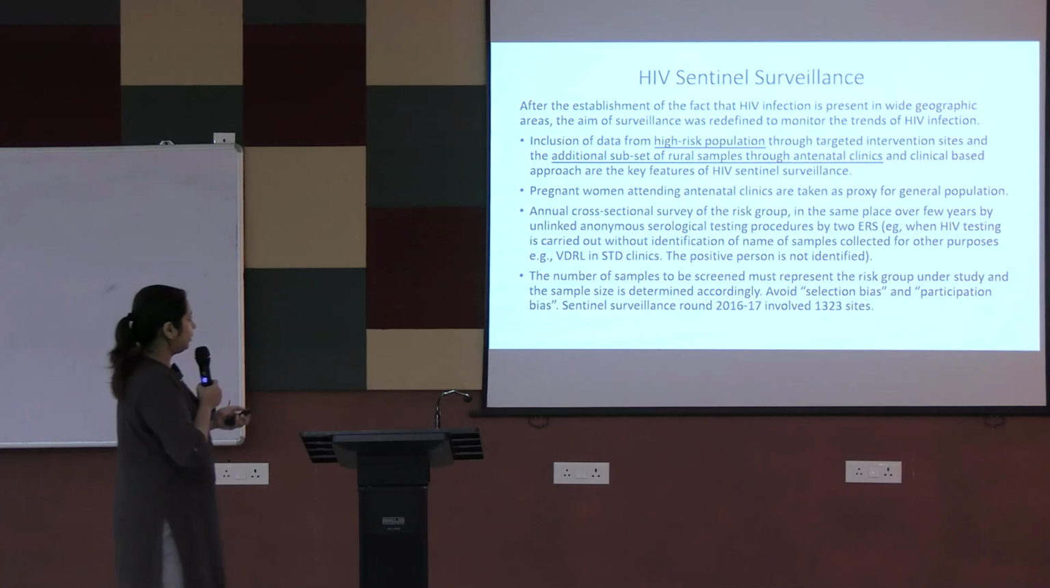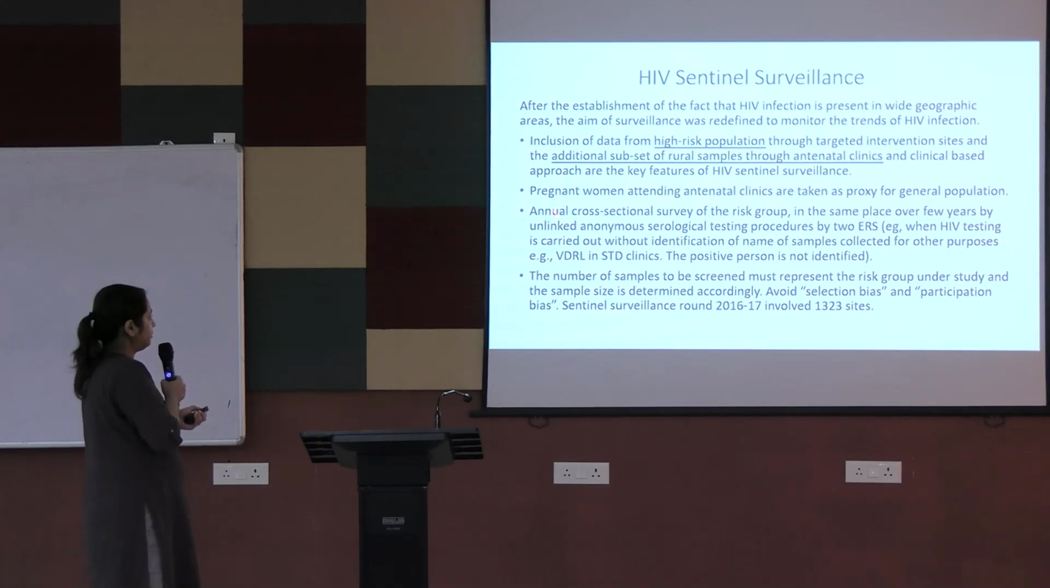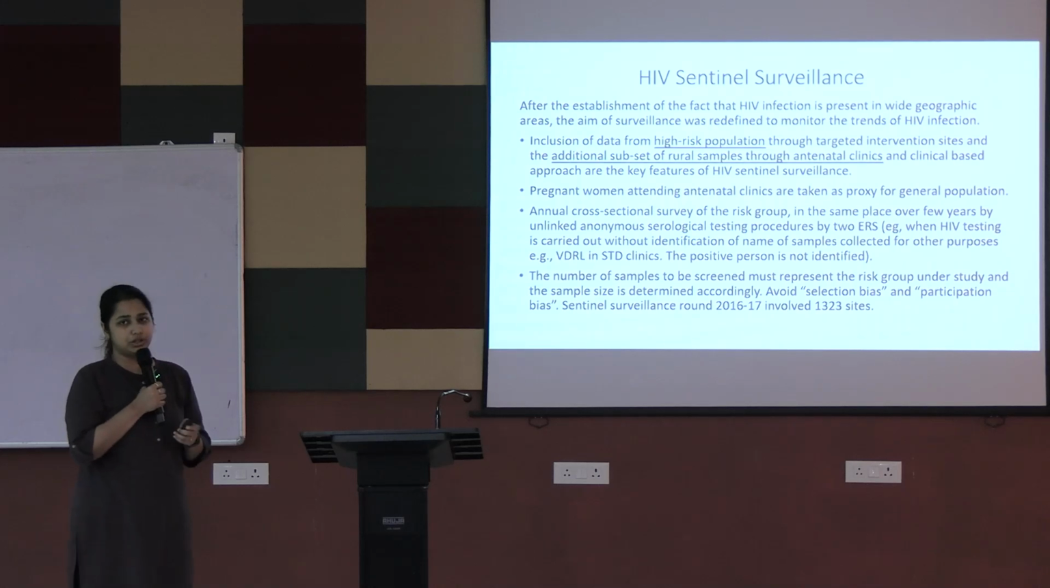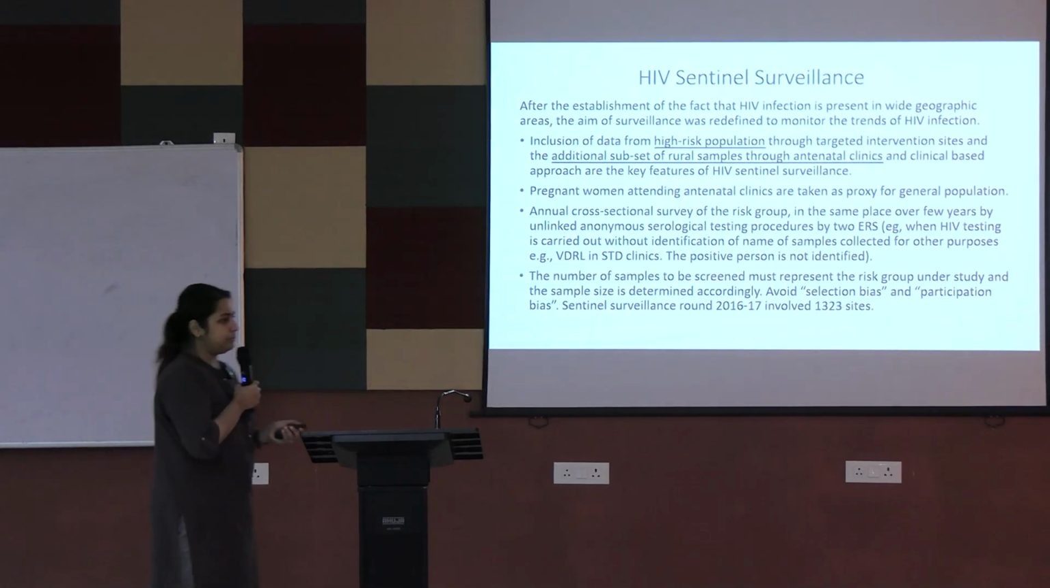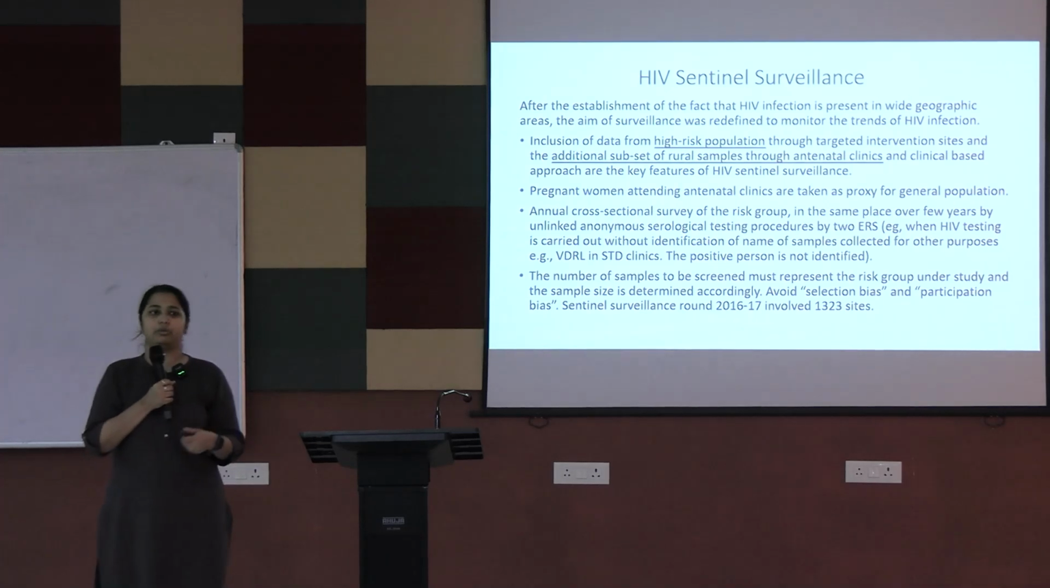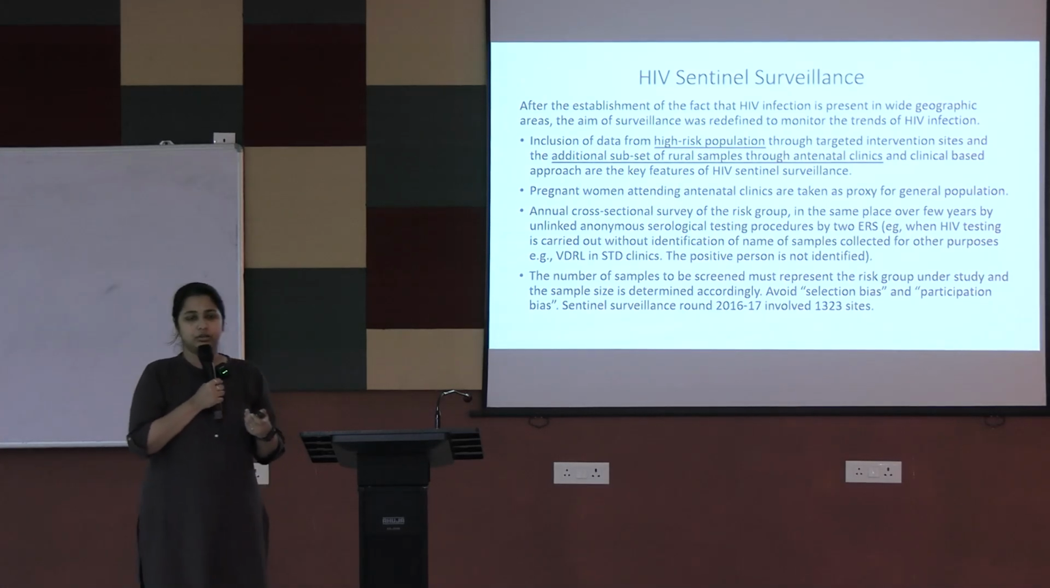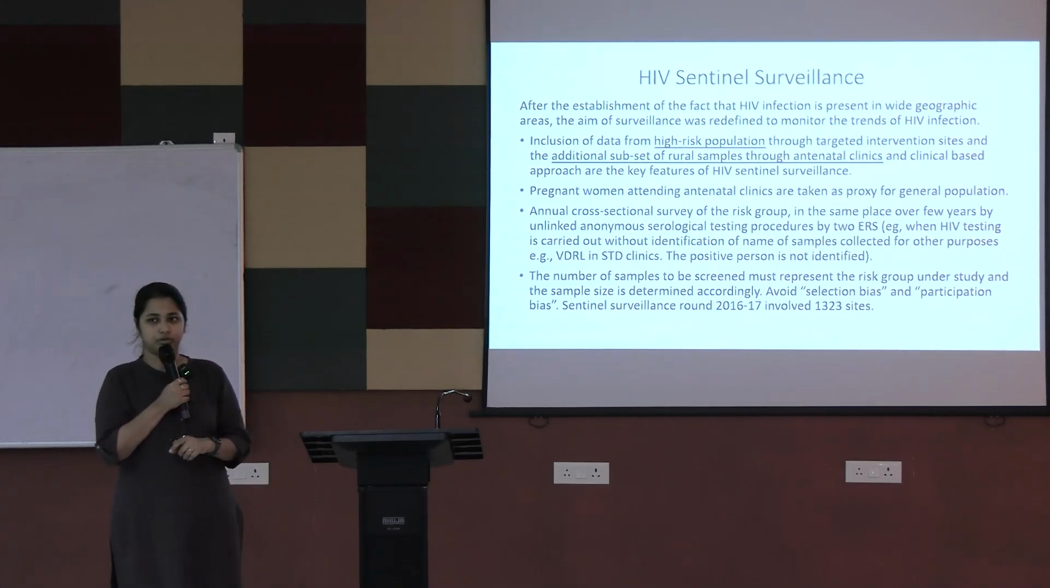Then, pregnant women attending antenatal clinics are taken as a proxy for the general population, that we learned last week also. And then what do we do for the normal population? Annual cross-sectional survey of the risk group in the same place over a few years by unlinked anonymous serological testing procedures. It means, for example, for other tests the doctor has recommended in the hospital, an HIV test also.